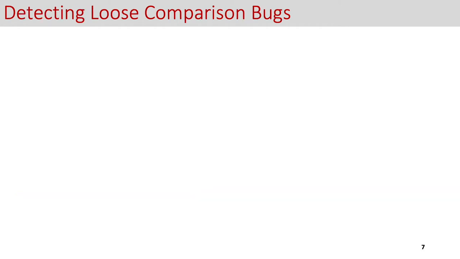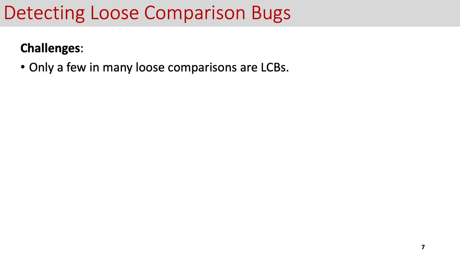To detect loose comparison bugs, we face several challenges. First, as a language feature, loose comparisons are common, but only a few are bugs. A tool to detect loose comparison bugs should be able to filter out these normal loose comparison cases. And second, loose comparison bugs are context-sensitive. Given benign inputs, they do not show any vulnerable behaviors. A tool should be able to identify the context that can lead to the loose comparison bugs.